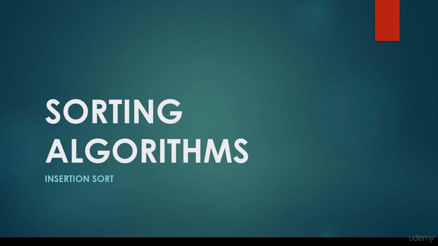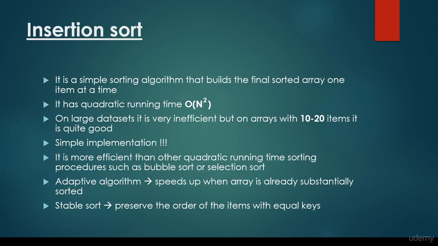Hi, in this lecture we are going to talk about insertion sort. So, let's get started. It is a simple sorting algorithm that builds the final sorted array one item at a given time. It has quadratic running time, so O(n squared), as we have discussed for bubble sort or selection sort. On large datasets, it is very inefficient, but on arrays with 10 to 20 items, it is quite good.